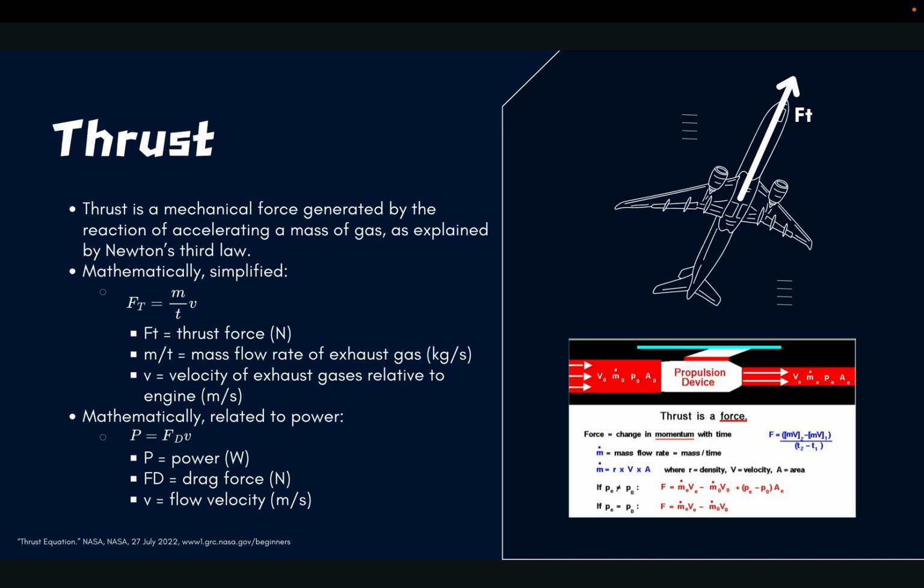Thrust is calculated very simply. As depicted in the equation, thrust is directly related to drag. Drag must be multiplied by the flow velocity to calculate the thrusting power, and thereby the force of thrust.